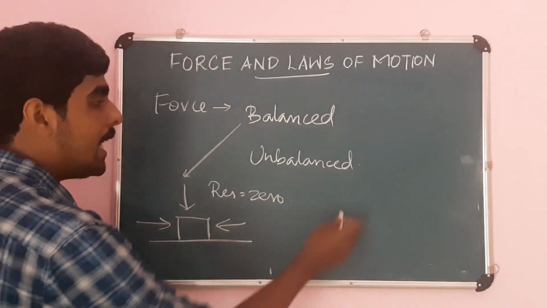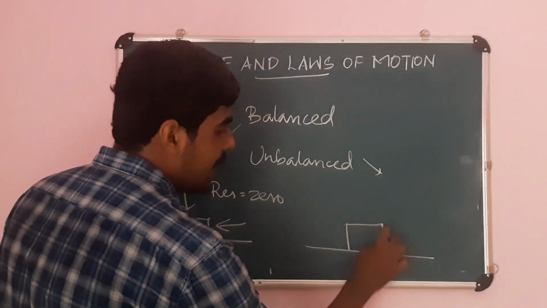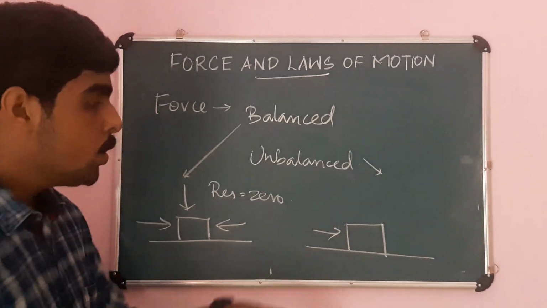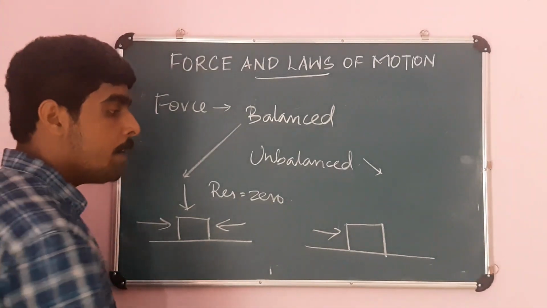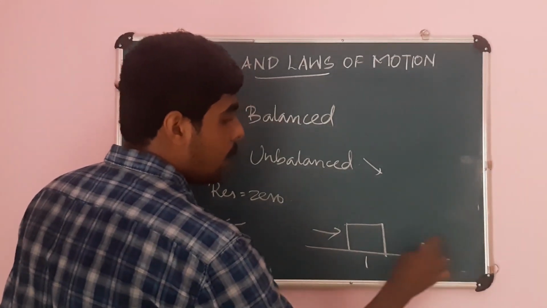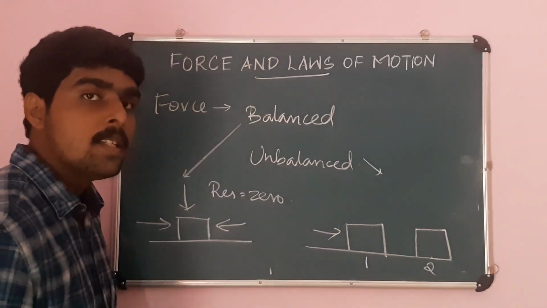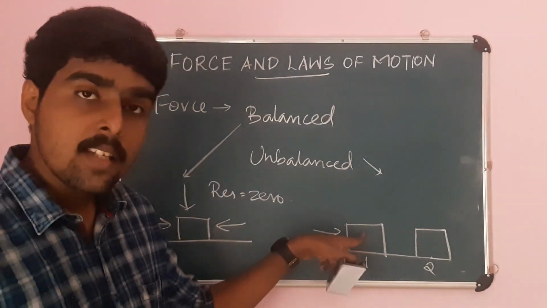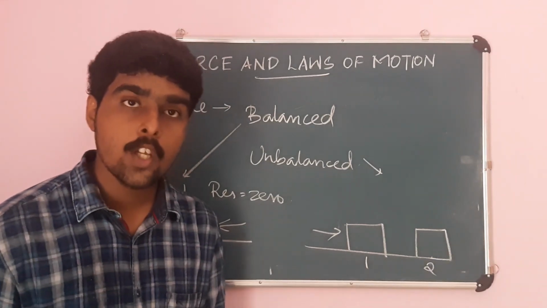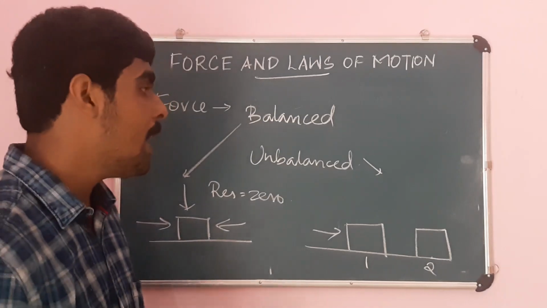Now what are unbalanced forces? The same example we will take. This is a plane and this is a body. Now this is the force I am applying. Due to this applied force, the body changes its position from 1 to 2. So the body, from rest, moves to this point. Due to the applied force, the body has changed its position. So that is what you mean by unbalanced forces.